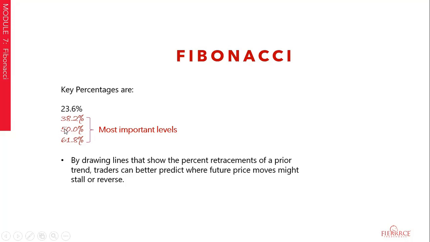Now, first of all, 50%, just to note, is not a fib ratio or percentage. It's just the middle of 38.2 and 61.8. So someone felt it important to throw it in there because it's a halfway point, and because they also noticed that price actually does react off the 50% level on the price chart. So by drawing lines that show the percent retracement of a prior trend, traders can better predict where future price moves might stall or reverse.